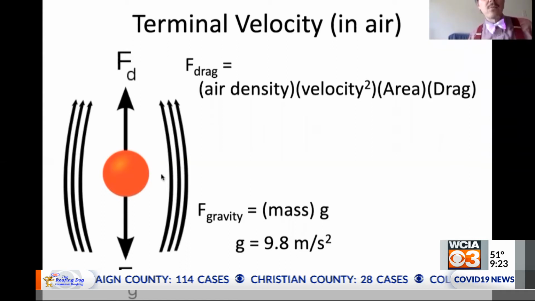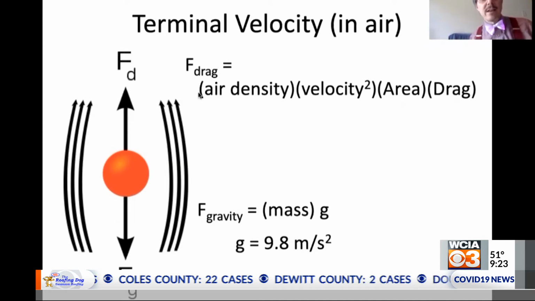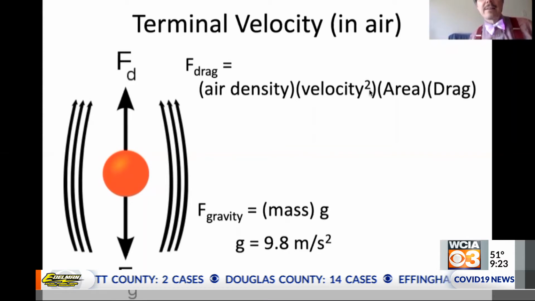So what happens when the object first starts falling is it's moving very slowly, so there's not much drag resistance, which means that the force of gravity accelerates that, the velocity goes up, and as it continues to go up, eventually this drag force becomes equal to the force of gravity, and in that case, there's no net force on the object, and then its velocity is just stuck at the terminal velocity.